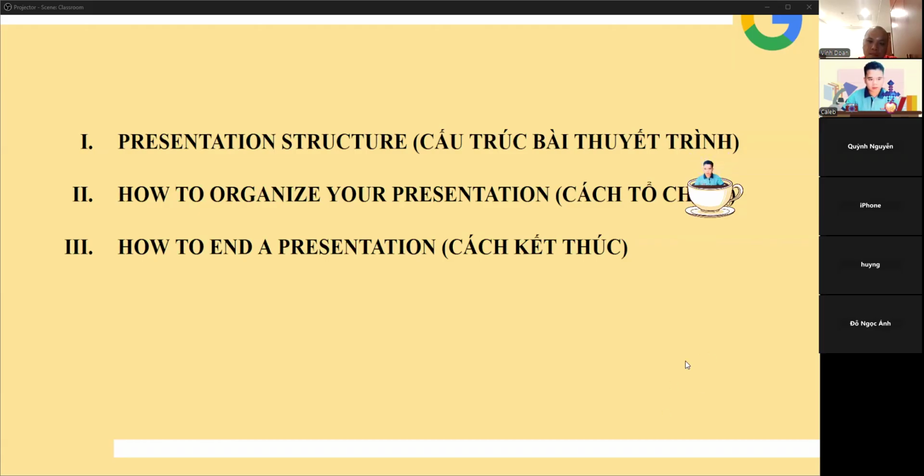Okay, so let's start with presentation structure. We are going to discuss 3 different topics: how to organize your presentation and how to end your presentation. As we try to pronounce English words, you can see the meaning or the translation of the words here at the side. We can see here the Vietnamese translation of each word.